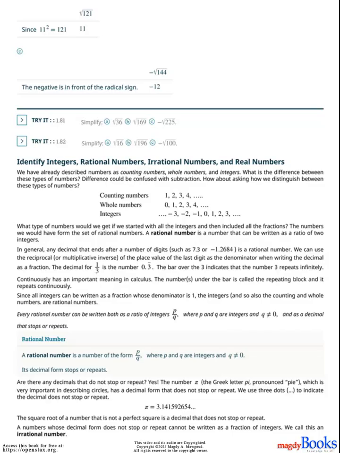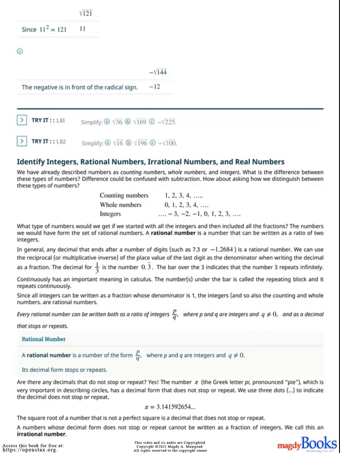Counting numbers: 1, 2, 3, 4, and so on. Whole numbers: 0, 1, 2, 3, 4, and so on. Integers: ..., -3, -2, -1, 0, 1, 2, 3, .... What type of numbers would we get if we started with all the integers and then included all the fractions? The numbers we would have form the set of rational numbers.